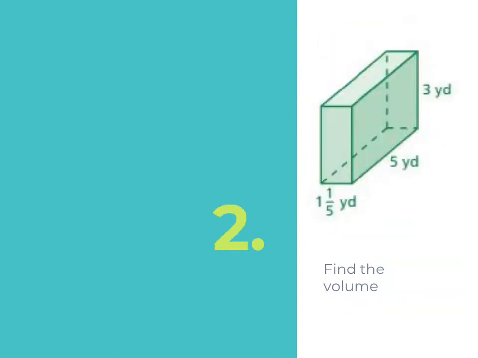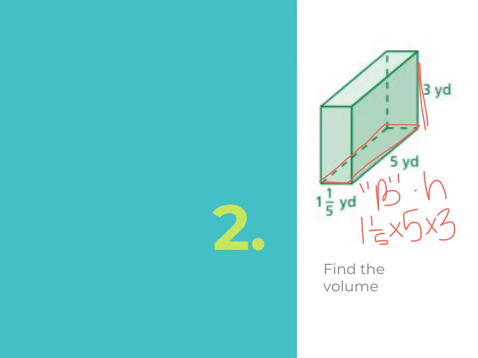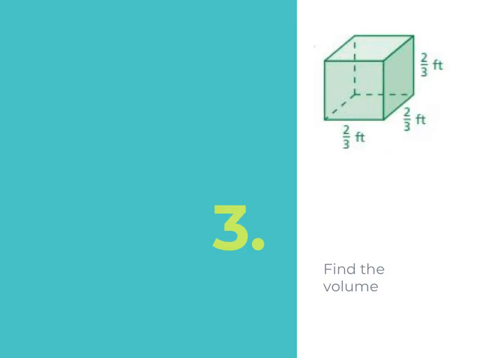Okay, so again, this base is a parallelogram. So big B times H, so base times height, 1 1/5 times 5 times the height of the entire thing. So 1 1/5 times 5 gives me 6, times 3, 18 yards cubed. Awesome. Okay, go ahead and try to do this one on your own, and then we can check it.